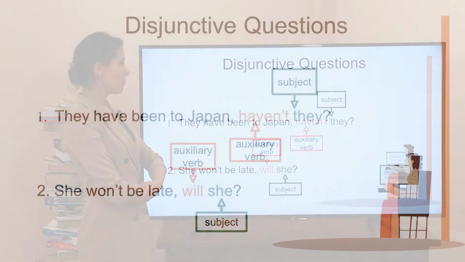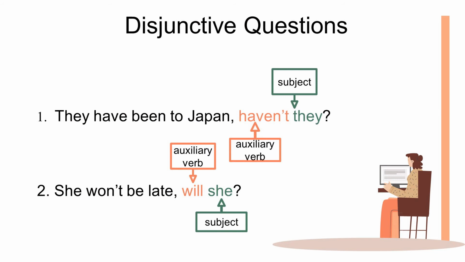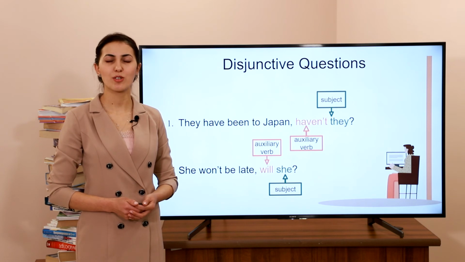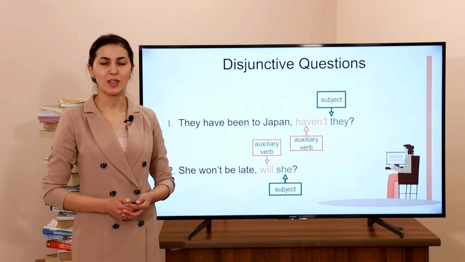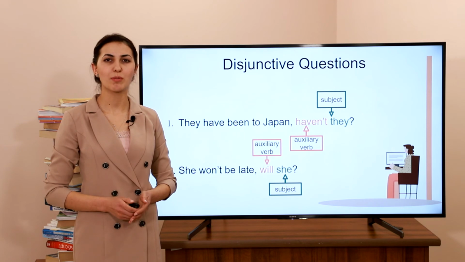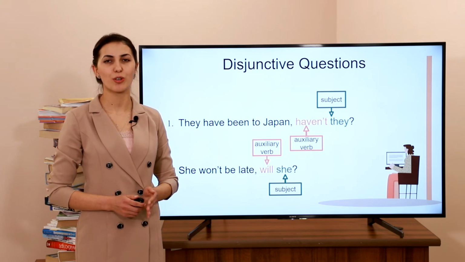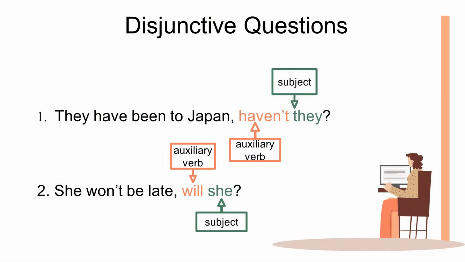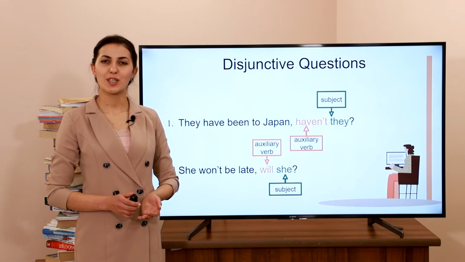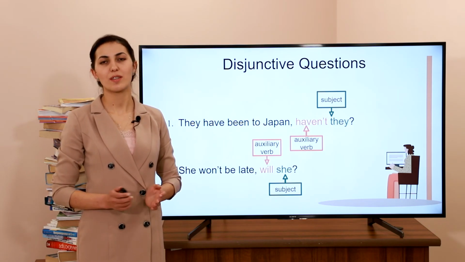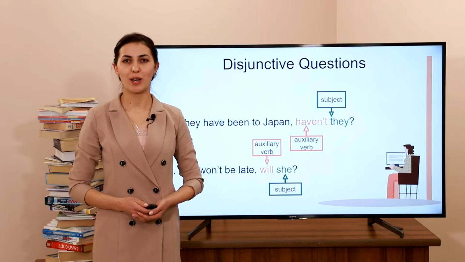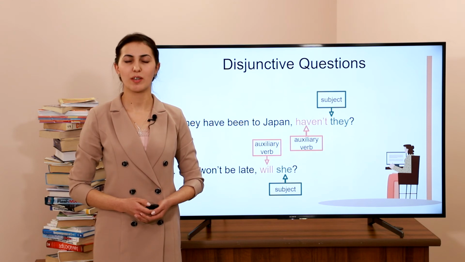They have been to Japan, haven't they? As we see, the first part of the sentence is affirmative. Therefore, the second part should be negated. And pay attention that the negation should be done with the help of either the auxiliary verb or the verb itself. One more example. She won't be late, will she? And in the second case, we had a negative sentence in the first part, and therefore the second part must be affirmative. But before having the practical part, there are some exceptions that are worth paying attention to.